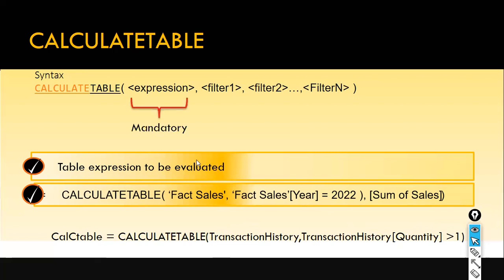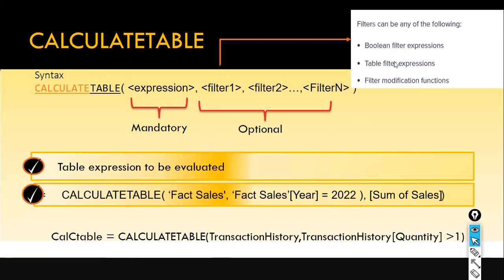The first argument is mandatory, and the second arguments are optional, like your CALCULATE function. And here, like the CALCULATE function, you can use a Boolean filter, you can use a table filter, you can use filter modification functions.